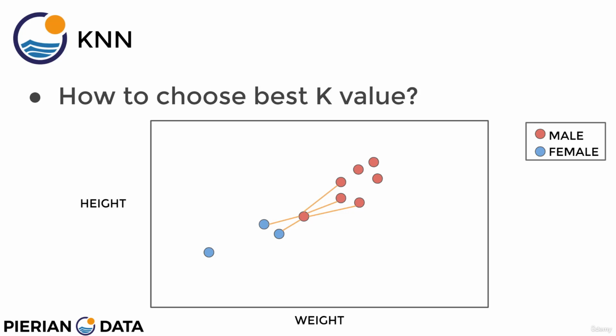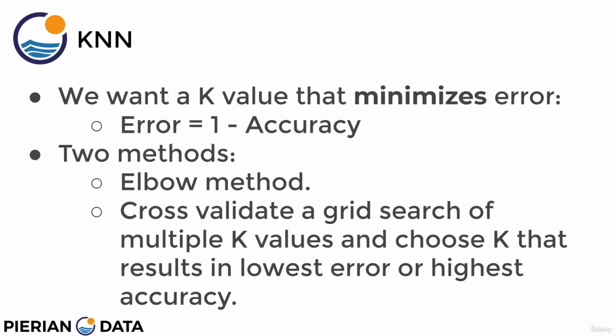We just saw that as we increase k, we have the issue of a possible tie, which we know how to fix now, but we still have the issue of trying to figure out what is the optimal value of k. What we want really is a k value that minimizes the error, where you can define error as simply 1 minus accuracy. So if your algorithm seeks to be 90% accurate, that means you have a 10% error. The two methods we can do are a more manual method known as the elbow method, or you can simply use cross-validation to do a grid search of multiple k values and choose the k value that results in the lowest error, otherwise known as the highest accuracy.